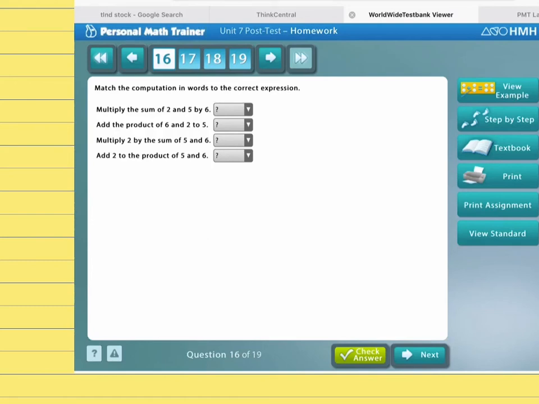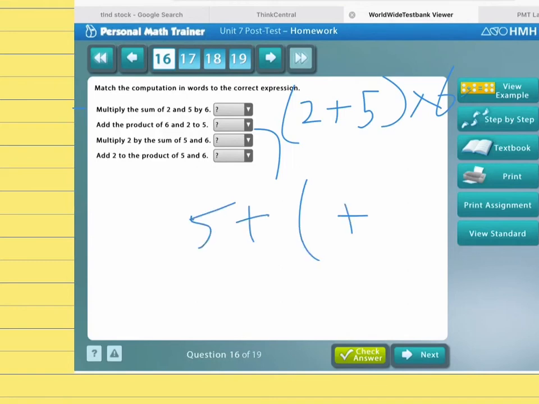Match the computation in words to the correct expression. So this is going to be multiply the sum of 2 and 5 by 6. So sum is plus, so I need some sort of 2 and 5, and I'm going to multiply that by 6. So it's going to be something like that. This one here, add the product of 6 and 2 to 5. So we're going to have 5 plus the product of 6 and 2. So this is adding the product of 6 and 2 right here to 5.